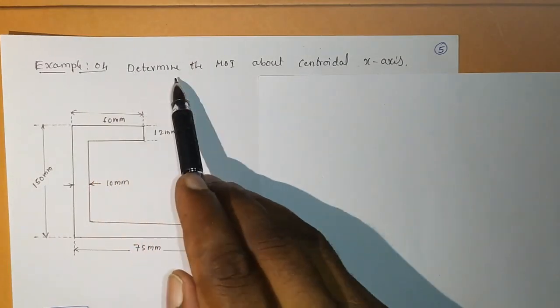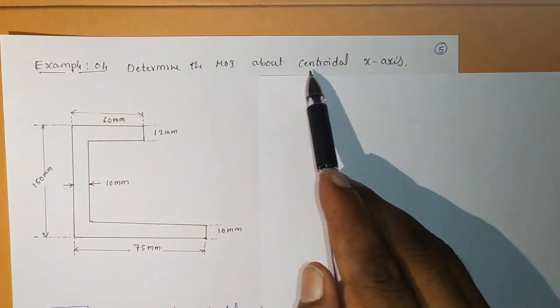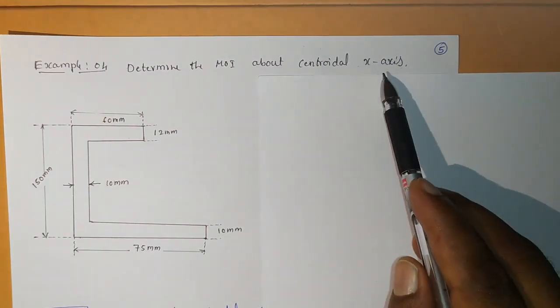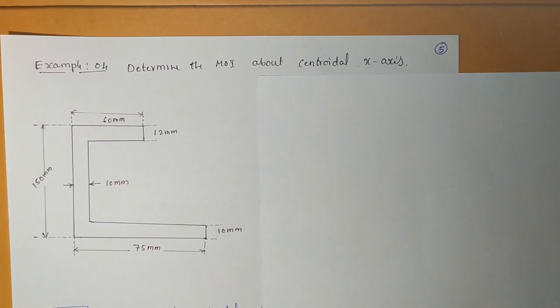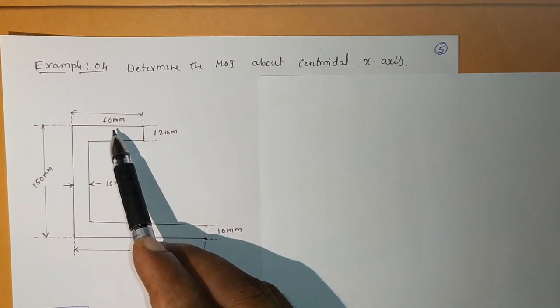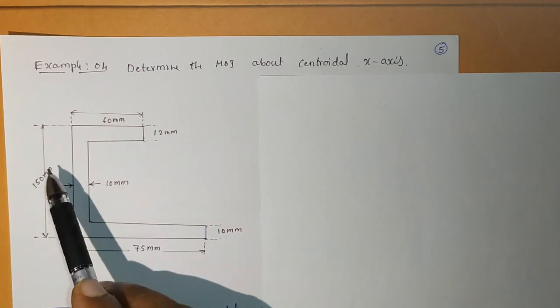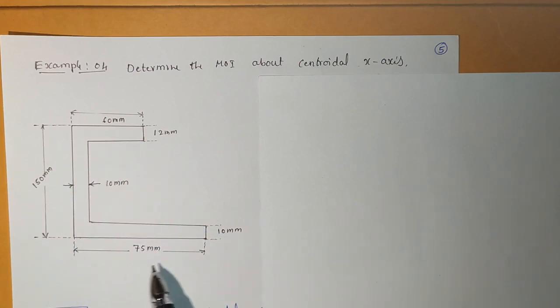Example number 4. Determine the moment of inertia about the x-axis. Here there is no need to find the moment of inertia about the y-axis. This is the example channel section, 60 mm in width, 150 mm in depth, and the bottom width is 75 mm.